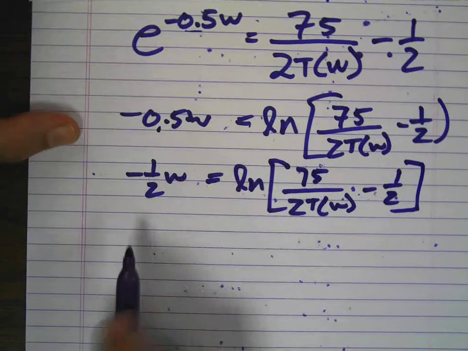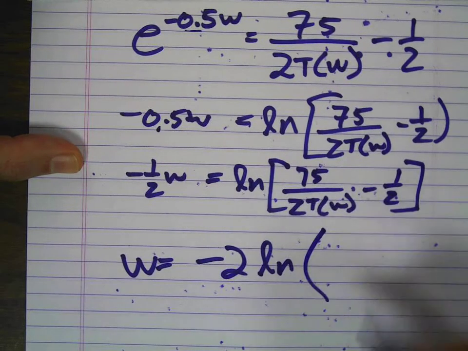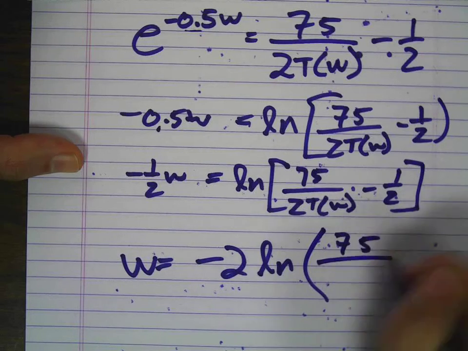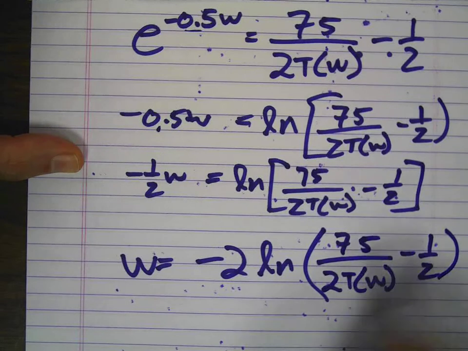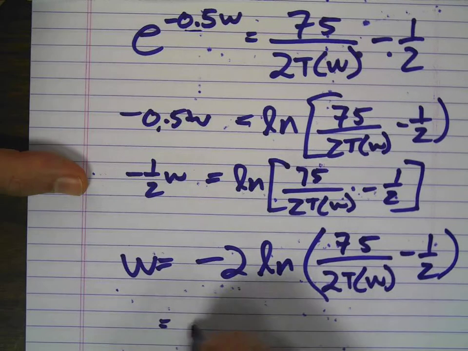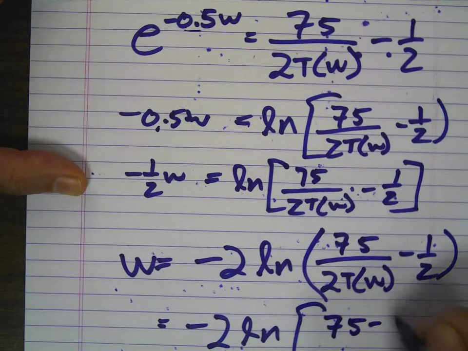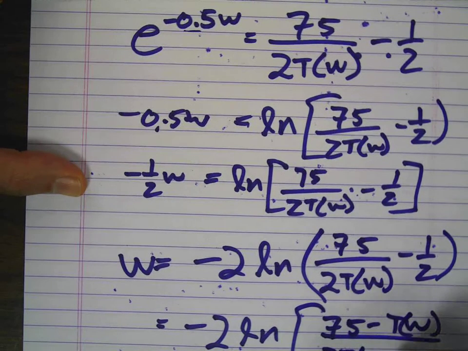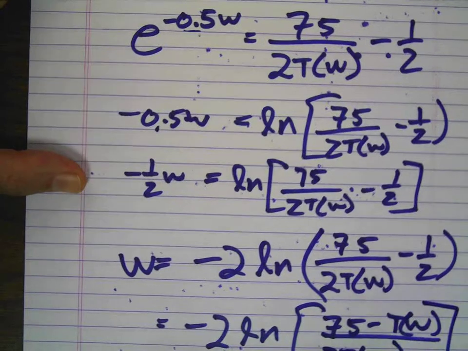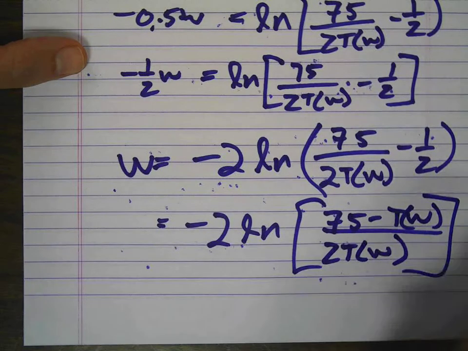So to get rid of the negative 1/2, I'm going to multiply both sides by negative 2, and I get w equals negative 2 ln of 75 over 2T of w minus 1/2. I can rewrite this so I have one fraction. This is negative 2 ln of 75 minus T of w over 2T of w. Done, which is not given in the multiple choice because I made a mistake when I wrote the answer problem. Sorry about that.